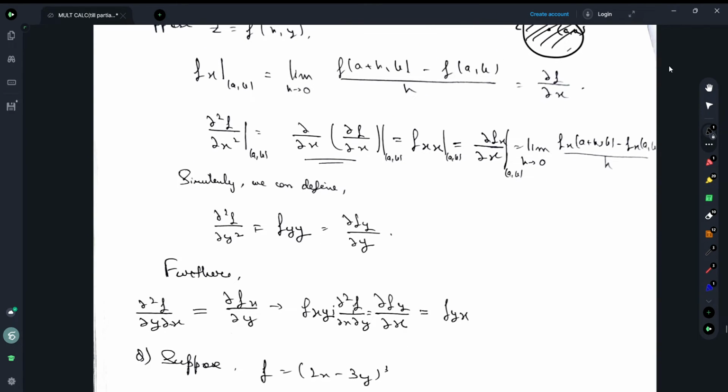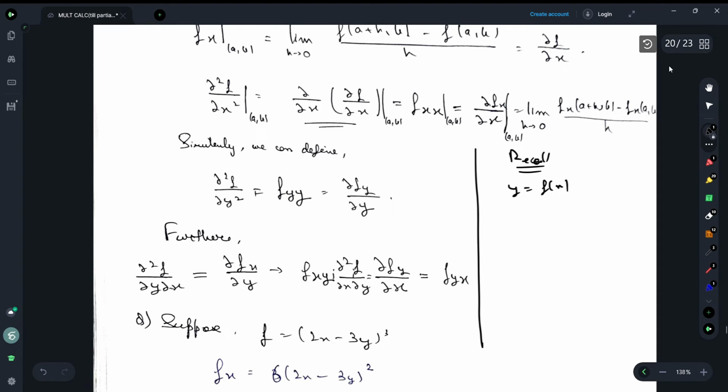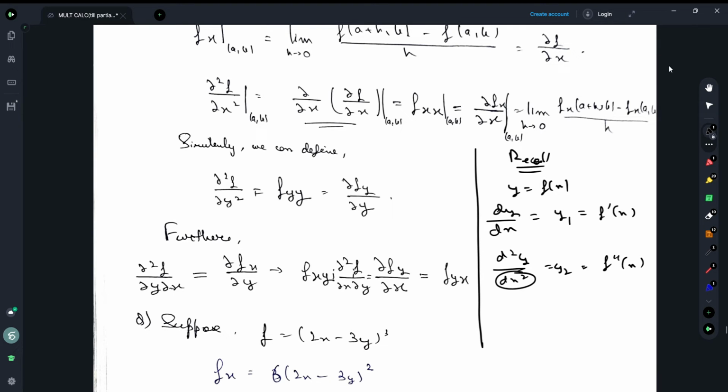Okay. Now we need to check what are second partial derivatives. So first let us recall single variable functions. Suppose you have a function y = f(x). So you had dy/dx, which was given as y1, equal to f'(x). That is differentiation of f one time with respect to x. What was d²y/dx²? It was given as y2. It is differentiating f twice with respect to x, or differentiating the first derivative.